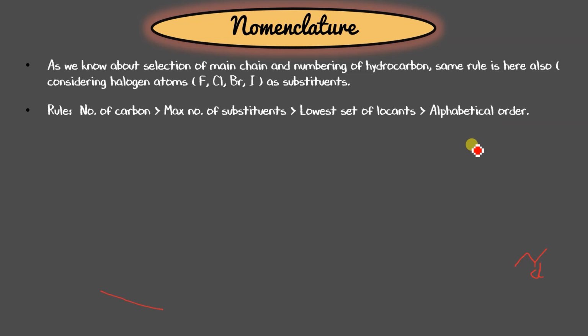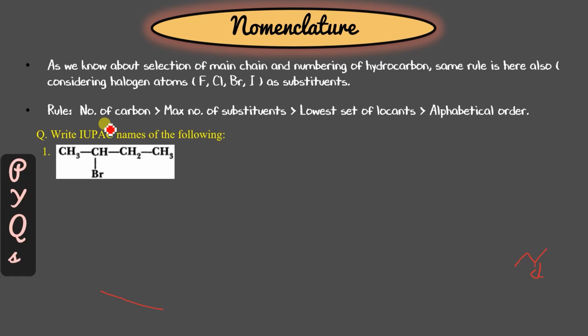That priority will be given to the alphabetical order. Got it? So first of all, we will check the number of carbon and then the maximum number of substituents. So here are some PYQs which were there in your CBSE board exam paper. So tell me the name for this compound.